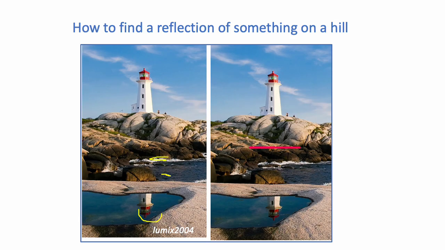So what we need to do is continue a horizontal plane representing this water level and see where it hits the rocks in the distance. And it turns out that it hits the rocks around here. And once you know that that's the water level for this puddle, then all you have to do is find the distance between the top of the lighthouse to this water line, and that should be equal to the distance between the water line and the bottom of the reflection.